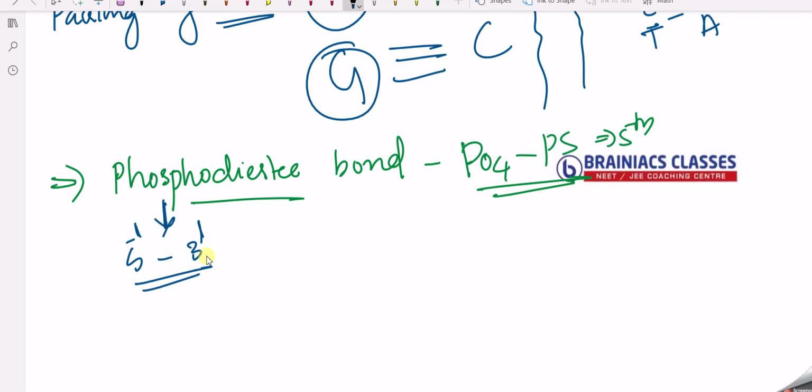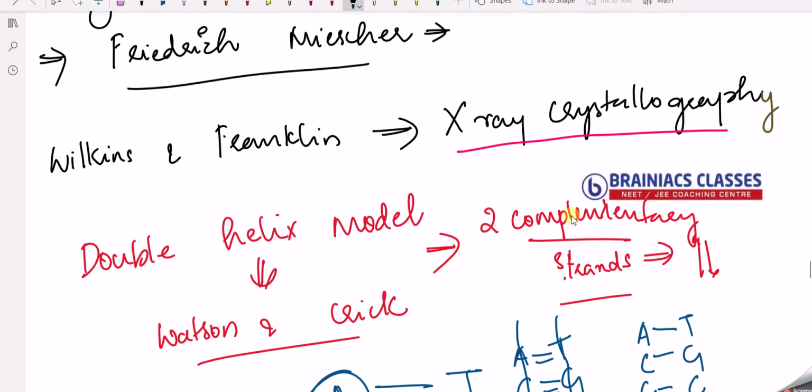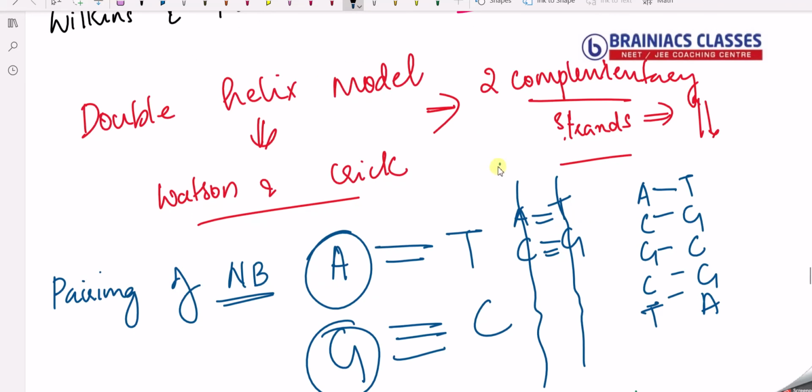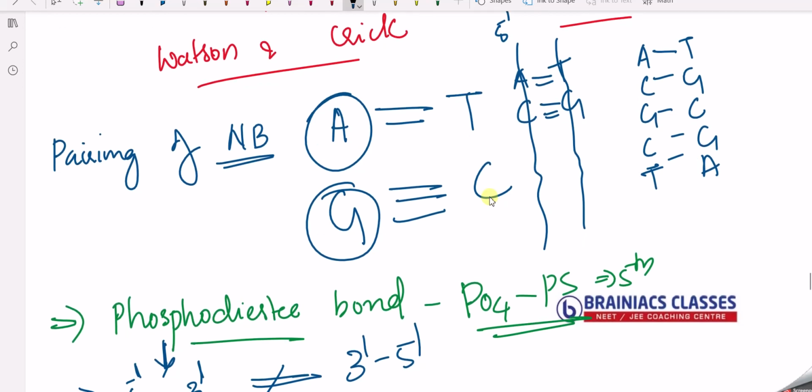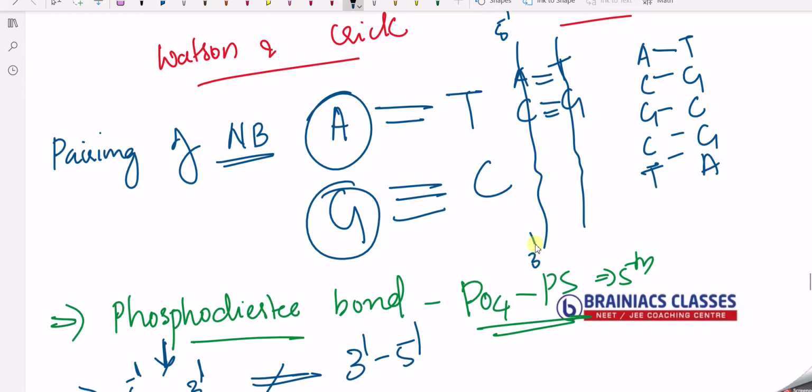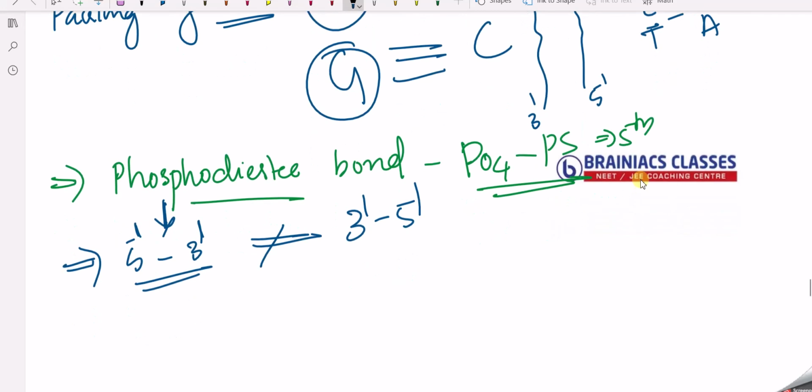So if the direction of the phosphodiester bond in one strand is 5 dash to 3 dash, then the opposite strand will have the phosphodiester bond in 3 dash to 5 dash direction. That means if this strand starts from the 5 dash end, it ends at the opposite end, the 3 dash end. Then the other strand starts from the 3 dash end and ends at the 5 dash end. This 5 dash and 3 dash represents the carbon atoms in the pentose sugar.